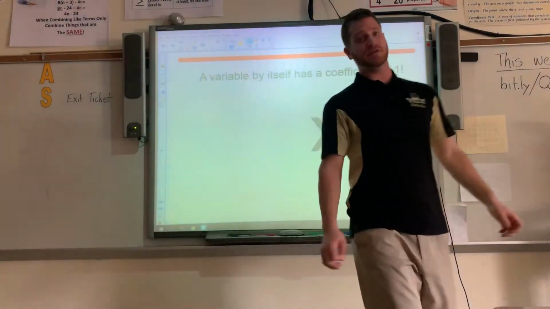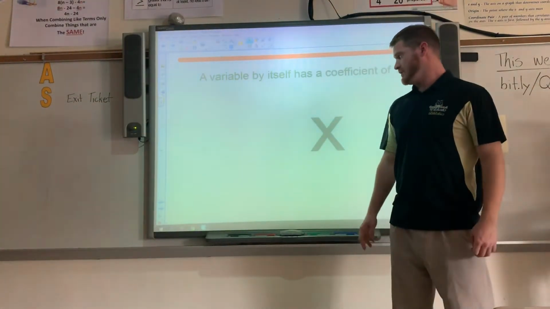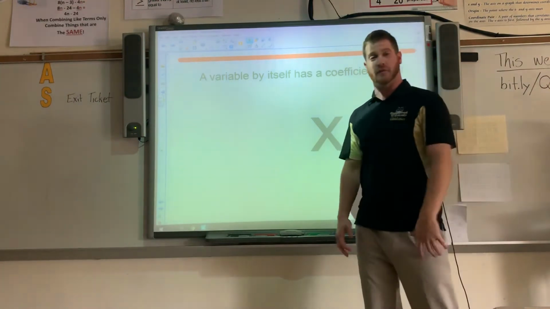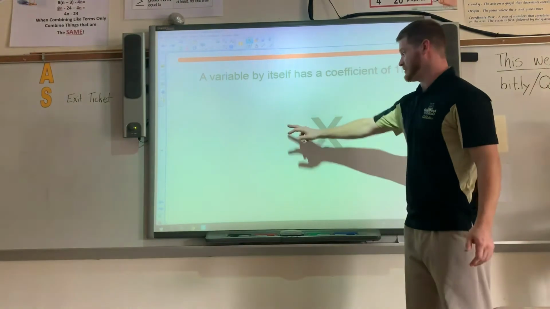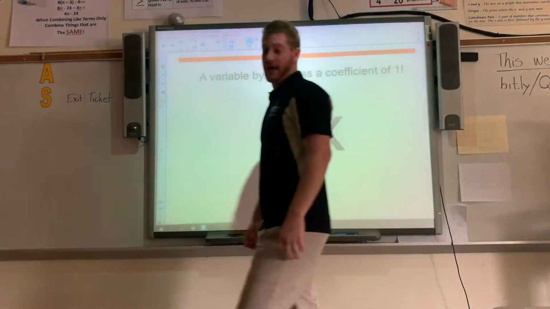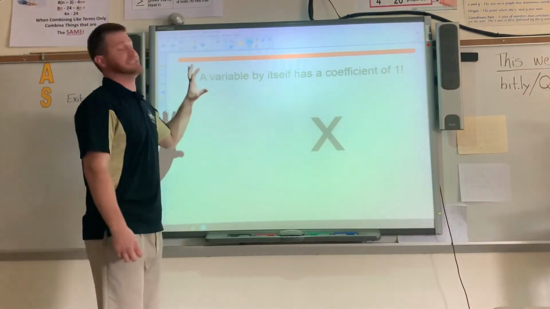One thing to remember, whenever you see a variable by itself, remember that it has a coefficient of 1. A way to remember this is if you look at this, we just see 1x. So the coefficient would be a 1x, okay? Whenever there's a number in front of it, that tells you how many there are.